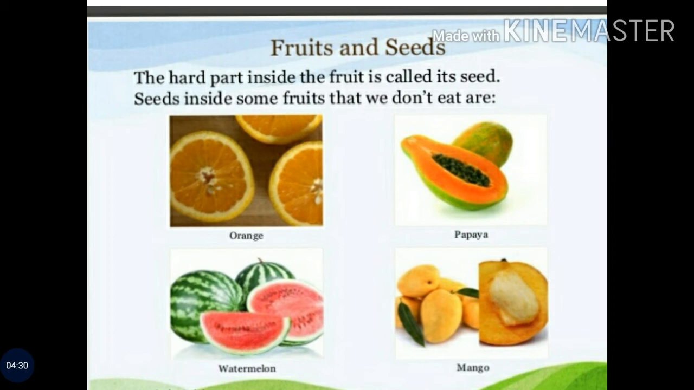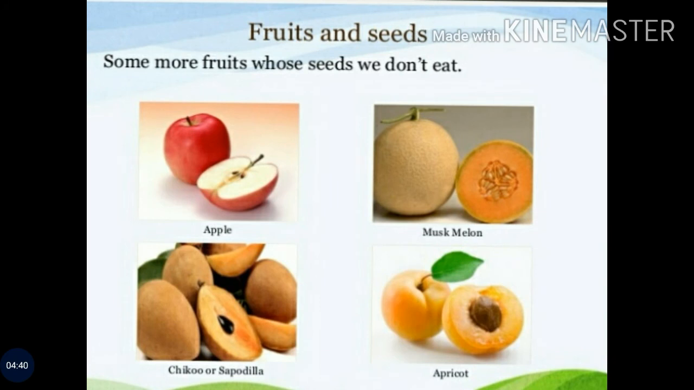The orange seed we cannot eat. Papaya seed we cannot eat. Watermelon seed we cannot eat. Mango seed also we cannot eat. Same like that, apple, muskmelon, chiku, apricot. These are also fruits, but the seeds inside these fruits we cannot eat.